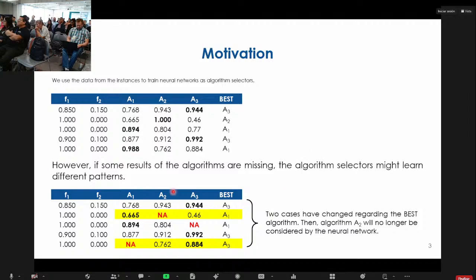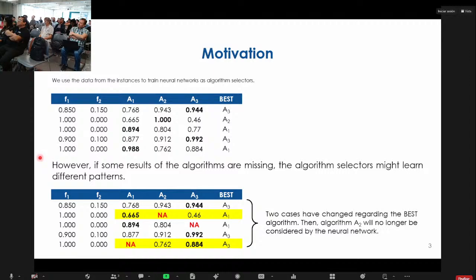The table above shows us an example of the complete data for each instance in the training set. These instances were used with neural networks. We show three characteristics, and the best heuristic is the one with the highest value. For example, here is A3 with 0.944. And in the case of a tie, a random decision was used. So having this complete table, we can observe the results.